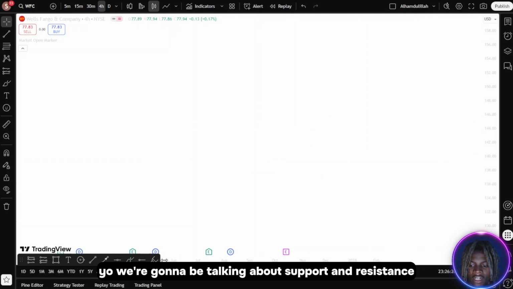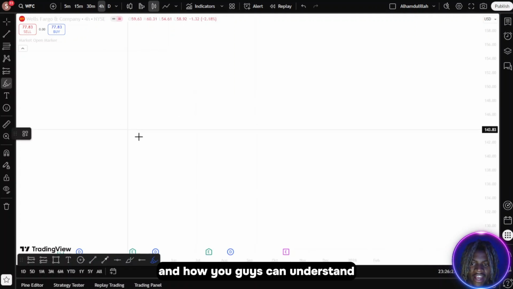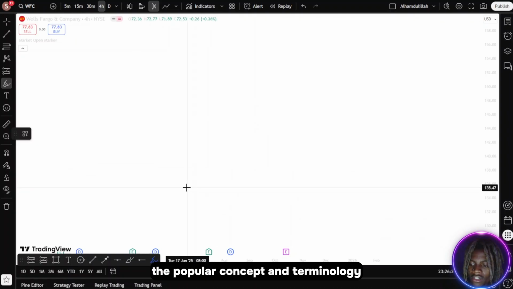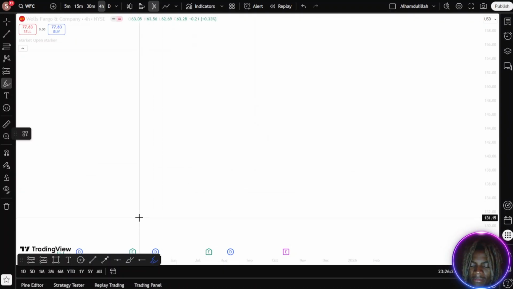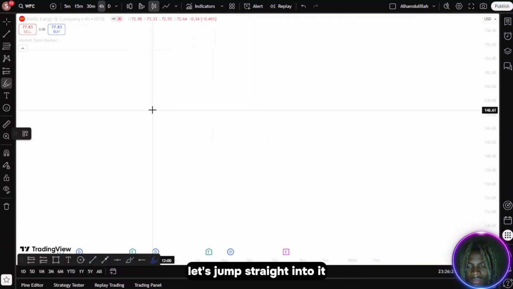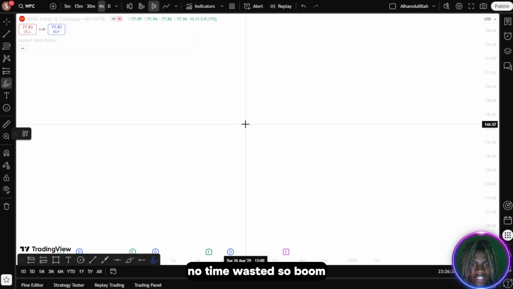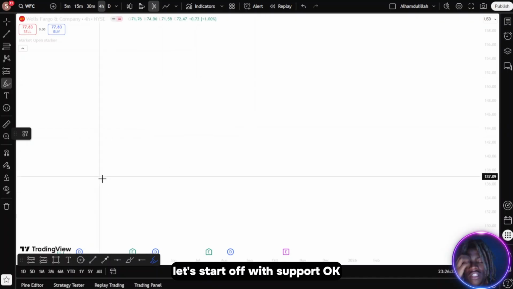Yo, we're going to be talking about support and resistance and how you guys can understand the popular concept and terminologies here within the trading space. Let's jump straight into it. No time wasted. So, boom, let's start off with support.